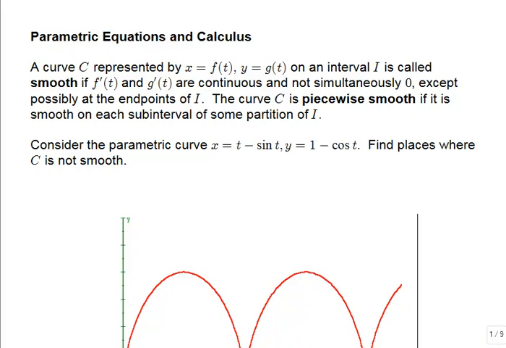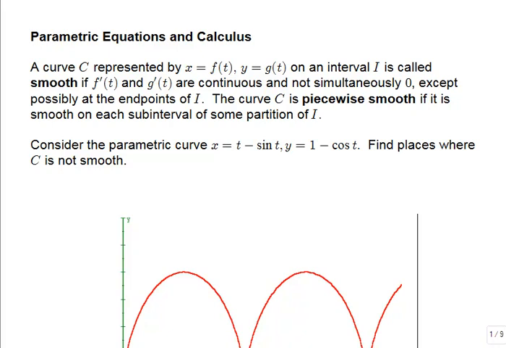We say that a curve C represented by the parametric equations x equals f of t and y equals g of t on an interval I is called smooth if f prime of t and g prime of t are continuous and not simultaneously zero, except possibly at the endpoints of our interval I.